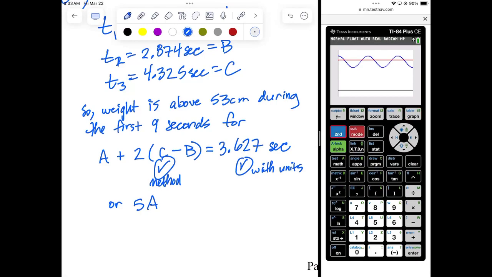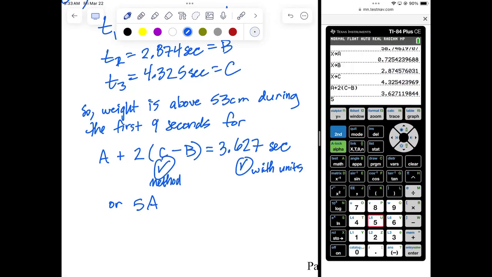Let's see what 5A would give us. It should give us the same answer here. 5 alpha A. Yeah, it gives us the same answer. Equals 3.627. And then you would get to check for that. So as long as you're showing your work and you're getting the right answer, I don't really mind how you do it. But I need to be able to see how you arrived at your answer. Okay? 5A is enough of an indicator of what you're doing.